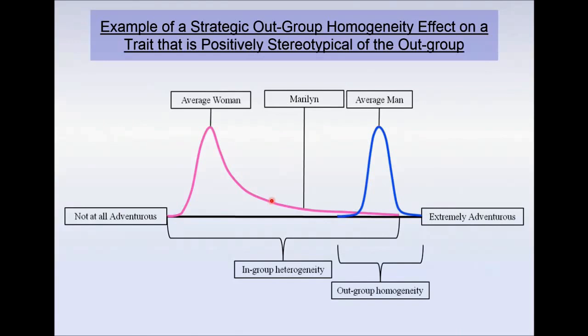So how does that affect her variability ratings of women? Well, it would produce an out-group homogeneity effect, because by moving herself all the way up here and by continuing to categorize herself as a woman, she is effectively skewing the distribution of women and saying, well, yes, most women are not very adventurous, but some of them, in brackets, me, are very adventurous. And therefore we have a skewed distribution which produces an in-group heterogeneity effect and correspondingly an out-group homogeneity effect.